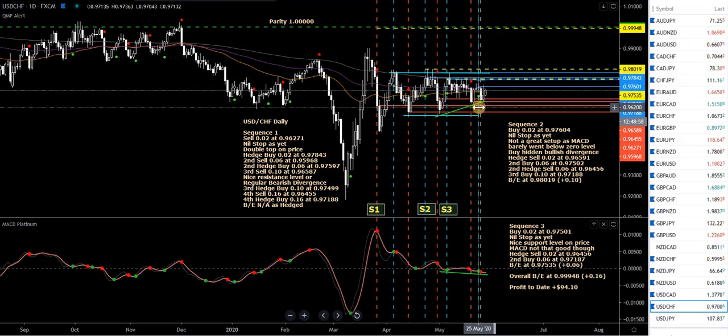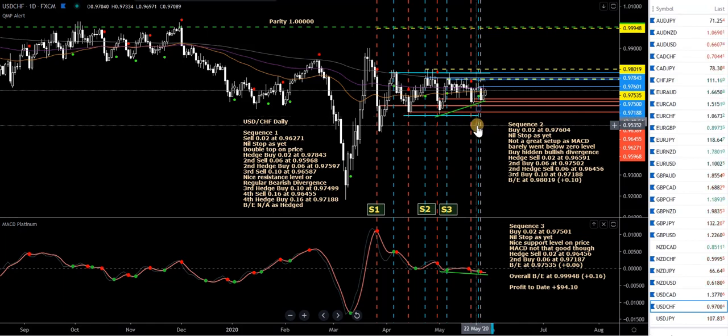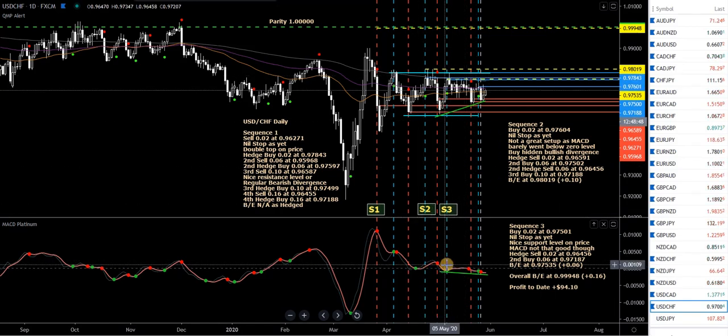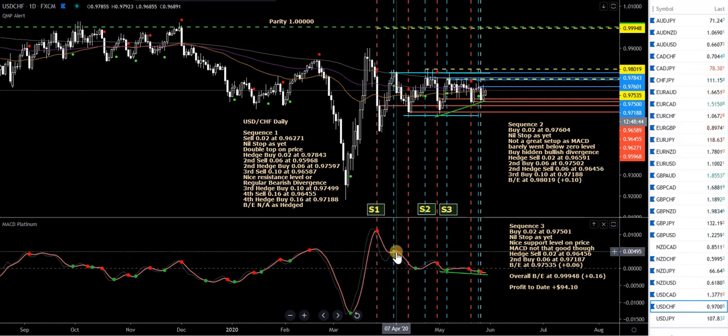See, it took that buy in there, a bit like the euro. Next candle, mind you, they are inversely correlated, so I wouldn't expect anything less. But now it's starting to head up in the right direction. And look how it's hugging the zero level on the MACD platinum. You get these huge moves.